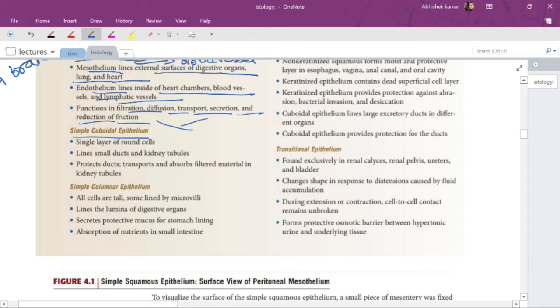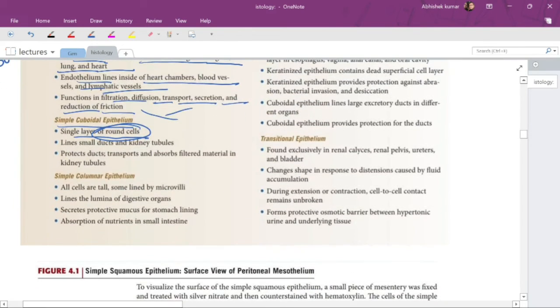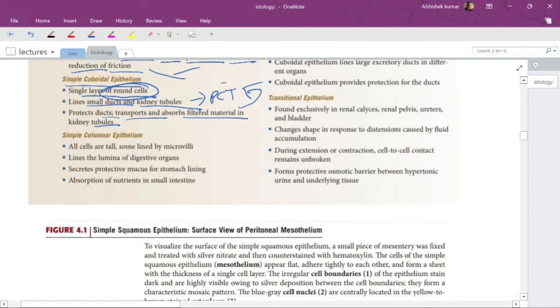Now, simple cuboidal epithelium: a single layer of round cells. Cells are round. Those were flat cells; now these are round cells. They line small ducts and kidney tubules, and may be present in the PCT for secretion and excretion. They protect ducts, and transport and absorb filtered material in the kidney tubule. Just like I said, it is present in the PCT, so of course its function is to absorb filtered material.